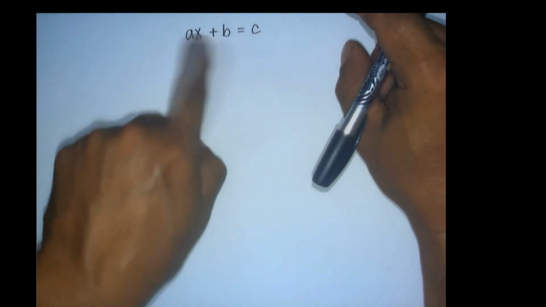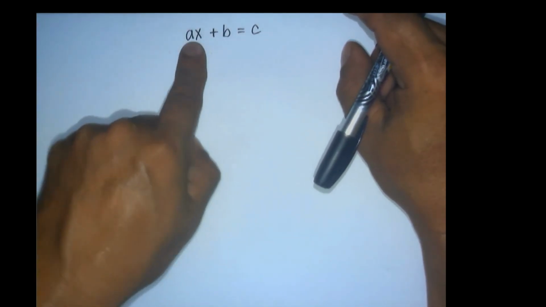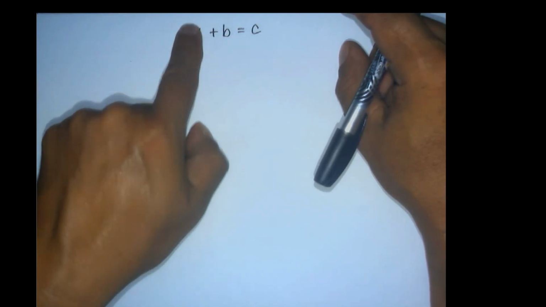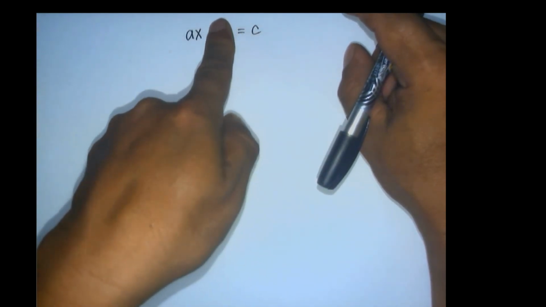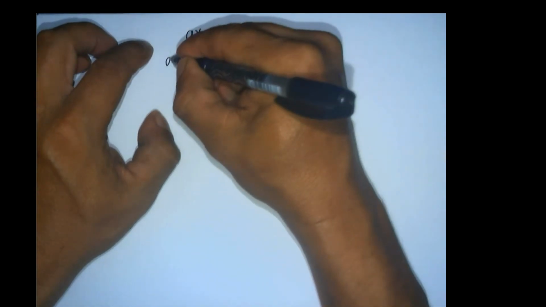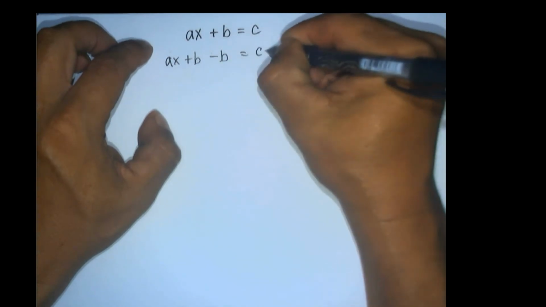So the first thing we want to do when we see something like this, with 2 terms that are not like terms, is isolate the variable. So how do I get ax by itself? You take b away from both sides. So we'll have ax plus b minus b is equal to c minus b.